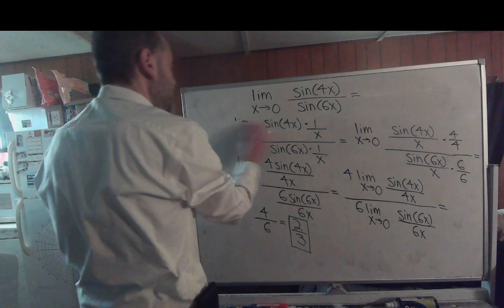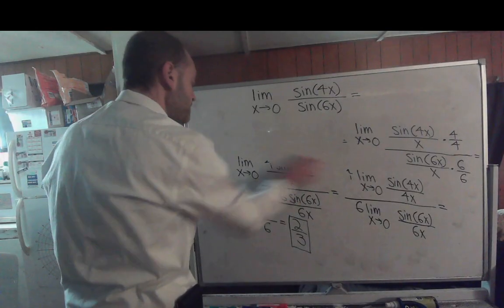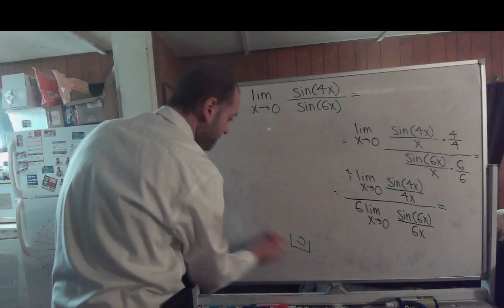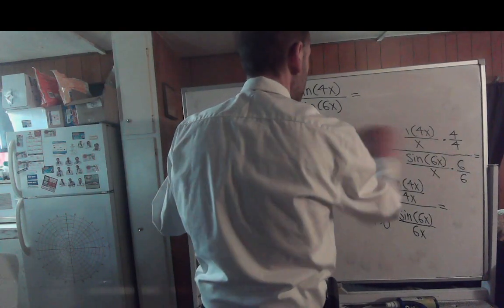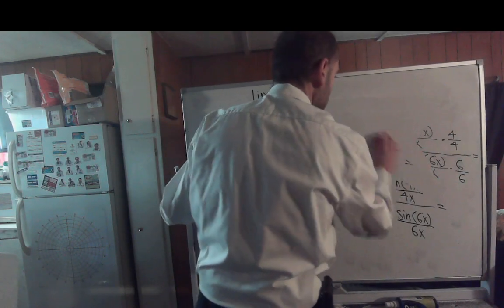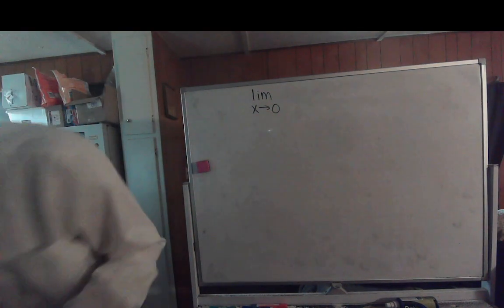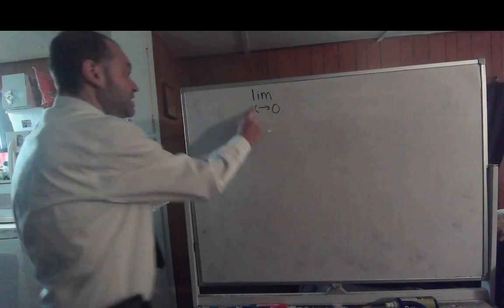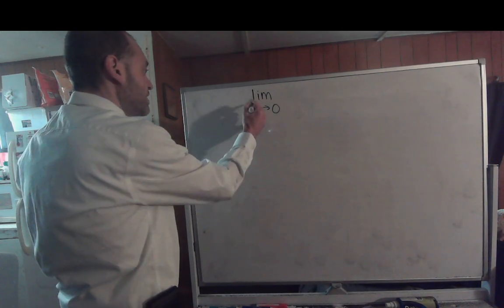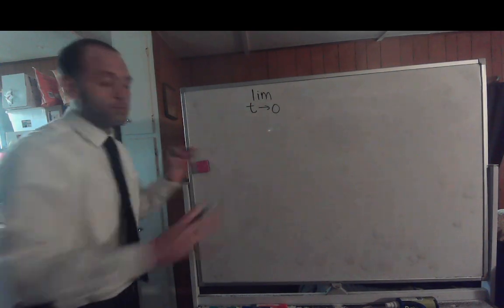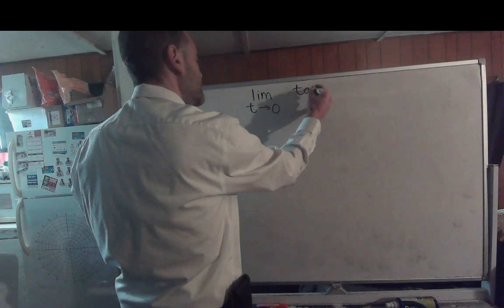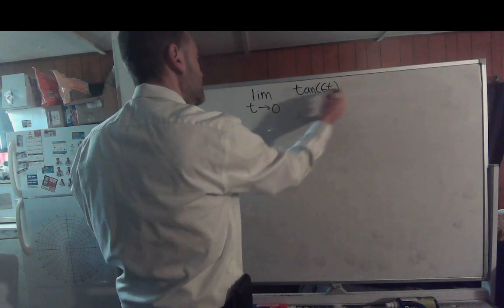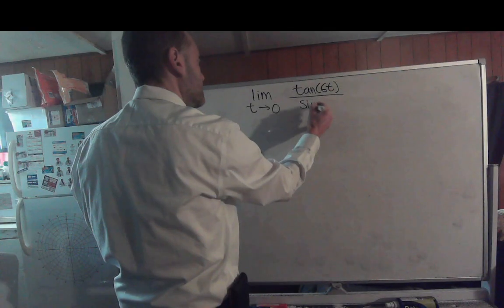Alright, now let's change it a little bit here. The limit as x approaches 0, actually let's do t goes to 0. They just changed the variable on you. Doesn't matter what the variable is, same process. The limit as t approaches 0 of the tangent of 6t divided by the sine of 2t.